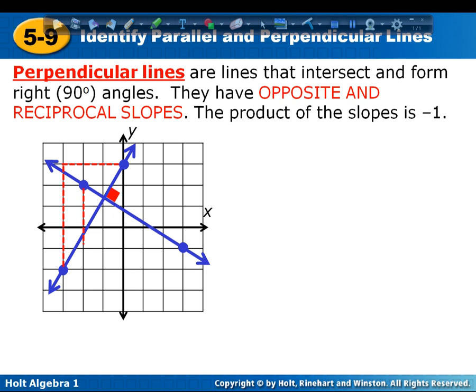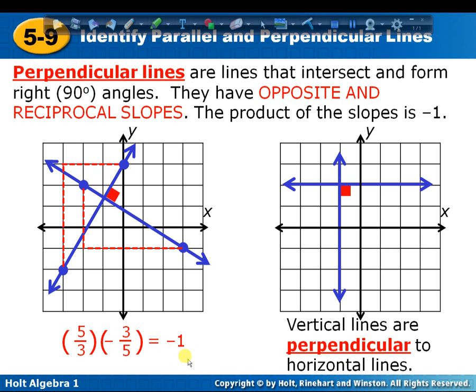Notice that these two lines cross and they make a 90-degree angle right here. If I look at the two slopes of these two lines, the slope of this one is 5/3, and the slope of the other one is -3/5. Again, one's positive, one's negative, one's 5/3, one's 3/5. They are opposite and reciprocal. And again, this part right here is just showing that if you multiply them together, you get -1. And it says vertical lines are perpendicular to horizontal lines.